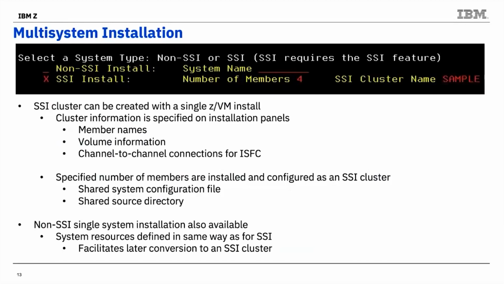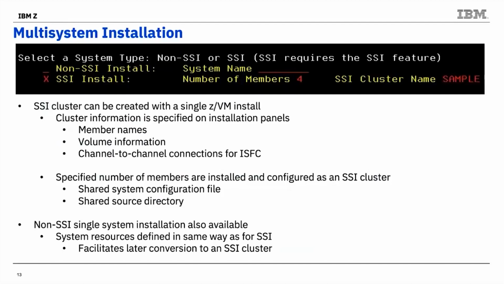Now, the install process is all about flexibility, though. So you don't have to do a full SSI installation right off the bat. Maybe you want to configure for more members, and you'll be installing from day one. So let's first talk about the case where you actually want to do a non-SSI installation. The install process is still going to define the system config, the directory, the DASD layout, all that stuff in a compatible way. So that if later on you decide, well, maybe I do want to use SSI, it'll make conversion to an SSI a lot easier.